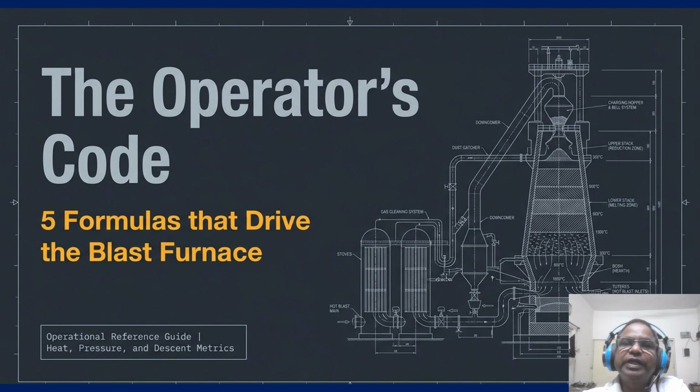So today we are looking at the operator's code. For a long time, many have viewed the blast furnace as a black box, unpredictable and mysterious. But the reality is that furnace stability is never random. Every physical zone of this machine, this vessel, or we can say this reactor, is governed by a strict mathematical balance. Today we are going to master the five core formulas that drive heat, pressure, and descent metrics.